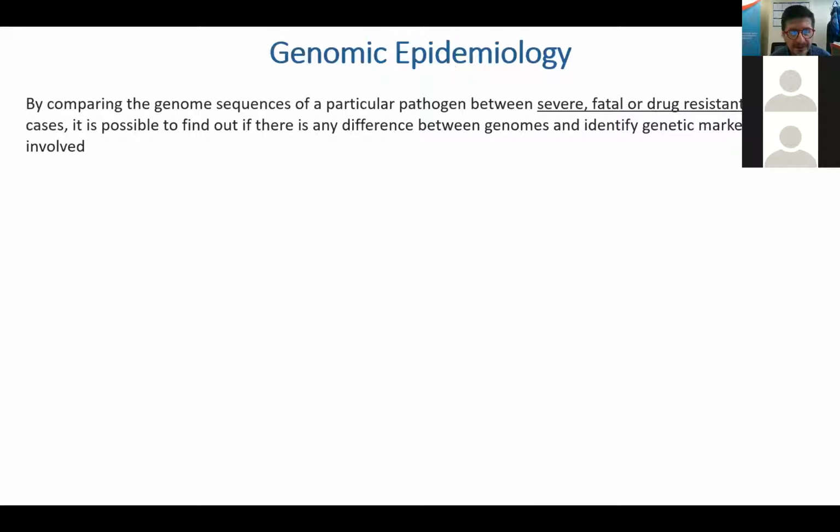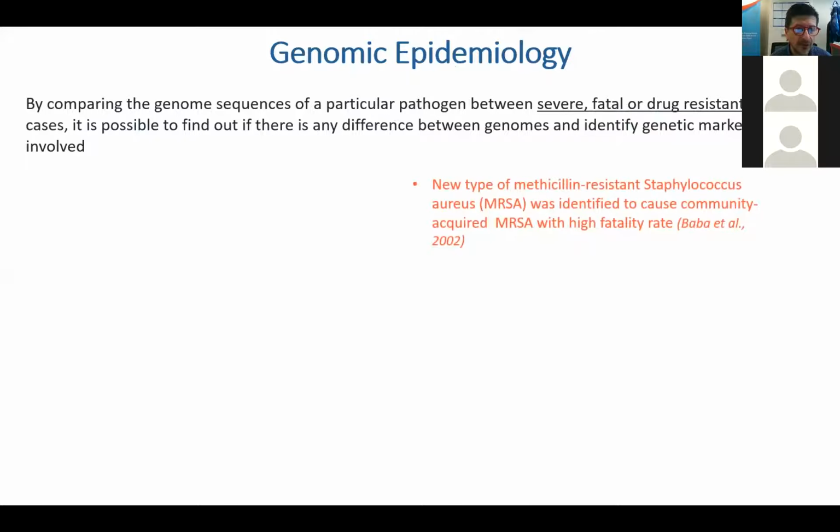In terms of pathogenesis, we simply mention, for example, that by comparing the sequencing of genomes, we are able to see or compare the genomes that can generate severe or fatal disease.